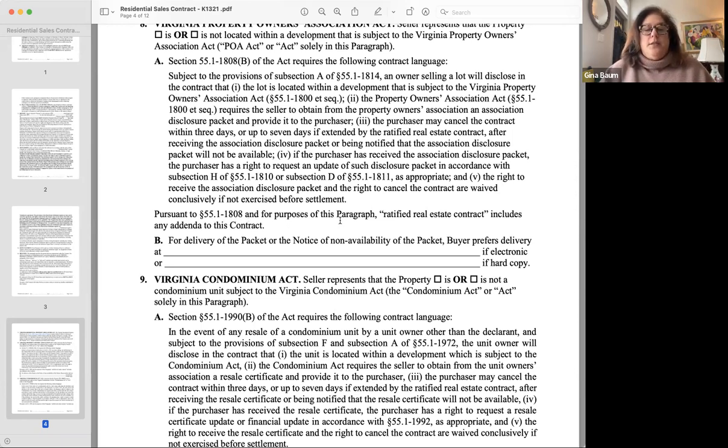Pursuant to 55.1-1808, and for the purposes of this paragraph, ratified sales contract includes any addenda to this contract. For delivery of the packet or notice of non-availability of the packet, the buyer prefers delivery at, and you usually put the buyer's name here, and I would put my name there as well, because I want to make sure if they only have 3 days to review it, that they have in fact seen that it has come in email or by hard copy.